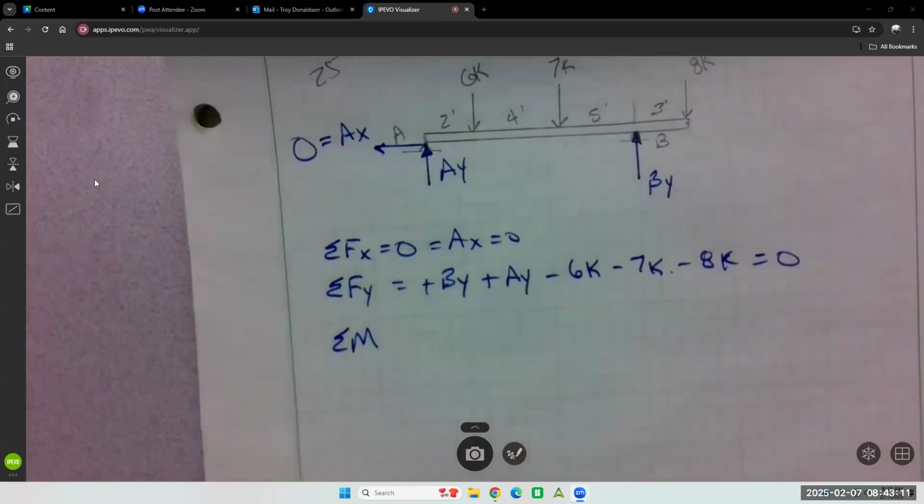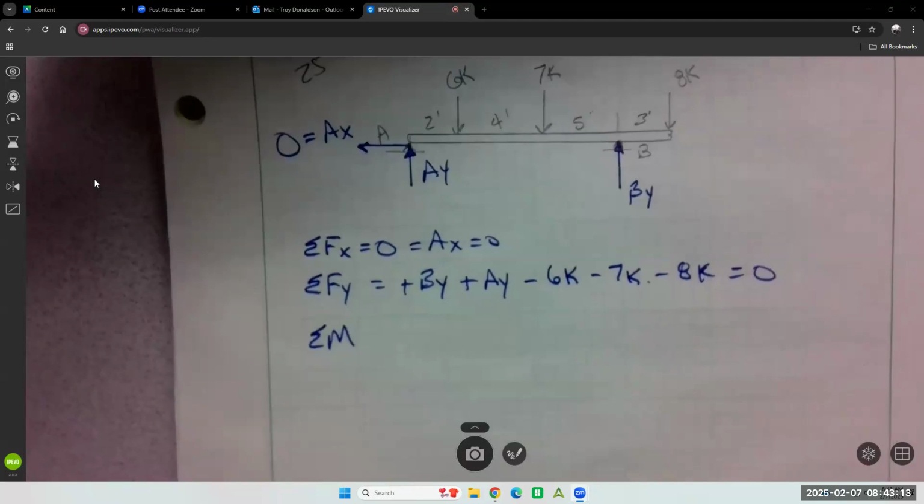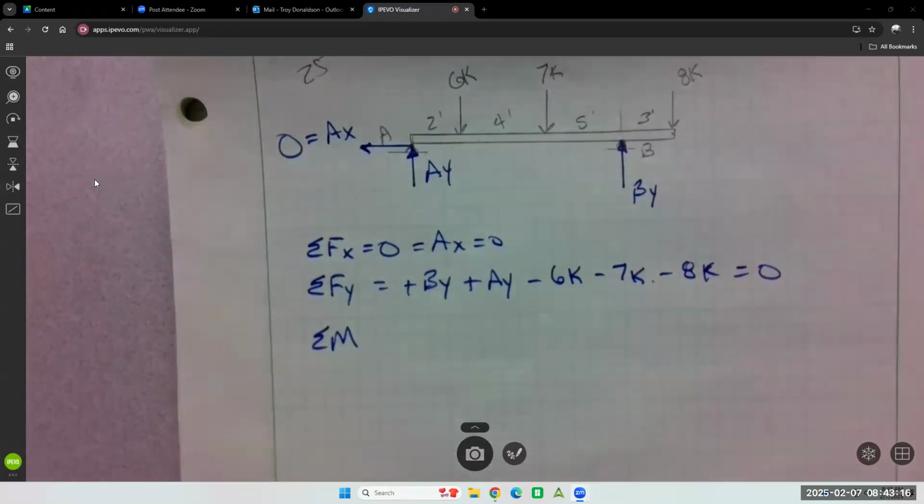We've got to pick a spot though. When we do moments, they're about a very specific spot, and it's up to us. At this point, no one's going to tell you. Well, where do I sum my moment? Anywhere, doesn't matter. The moment at any point has to be equal to 0. Just like this building, if I sum the moments right here of all these forces, which would be impossible, but let's just say we could do it, it's going to be equal to 0 because that brick is not rotating. It's sitting there. But it has rotational effect on it.